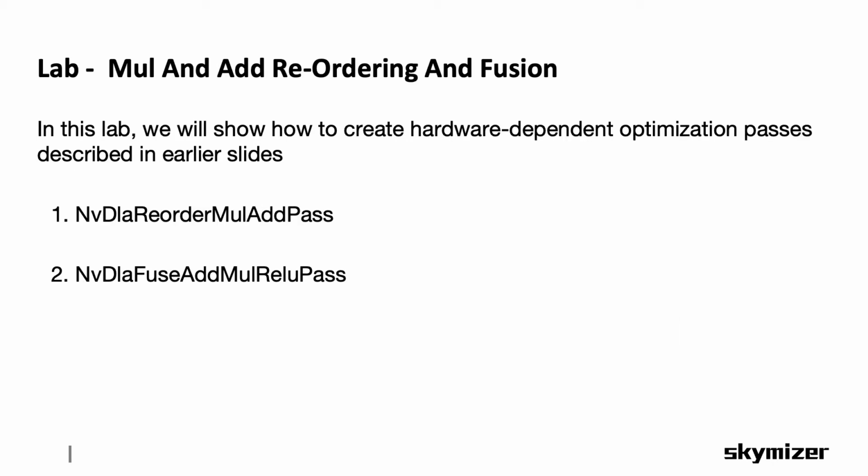Here we come to the lab section. In this lab section, we will show how to create two hardware-dependent optimization passes described in earlier slides. The first pass deals with the operator reordering, and the second pass handles compound IR fusion. And we will introduce how these passes are carried out in the ONNC framework.